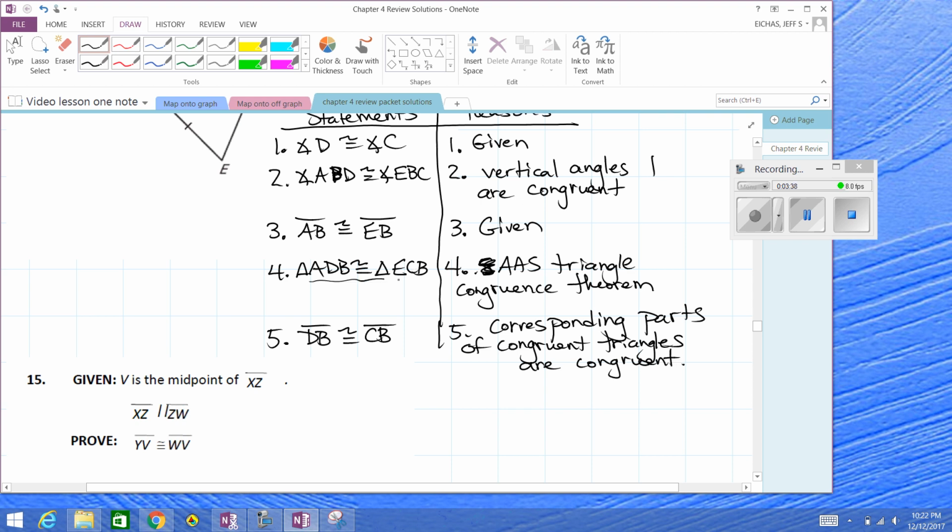Okay, there's your congruent triangles in step 4. So that's why we get to talk about congruent triangles. And we know that that is now going to work.